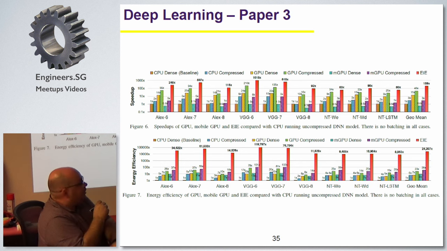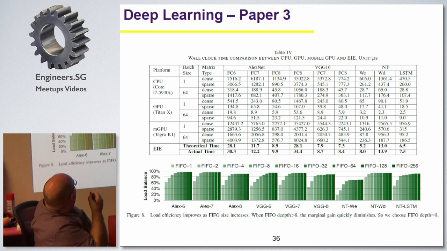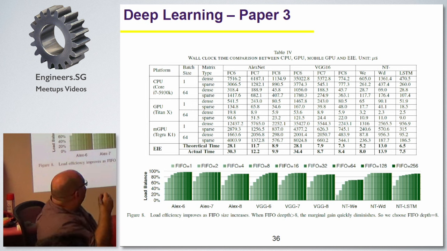So you know, the normal CPU, the GPU Titan, the Tegra, and then there's also theoretical time and actual time. Probably from a simulator they can assess, or at least estimate, whether it's actually useful to make it in the first place. If those numbers are not so good, then they wouldn't do this.